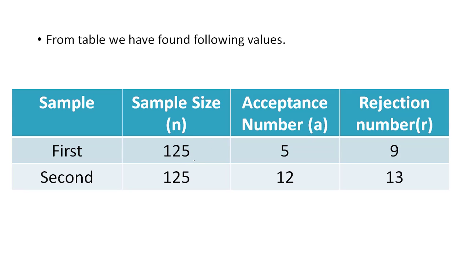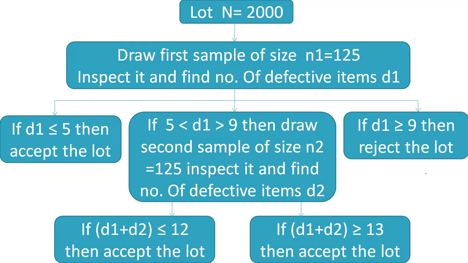Sample size for the first inspection is 125 and for the second inspection is also 125. Acceptance number for the first sample is 5 and for the second sample is 12. Rejection number for the first sample is 9 and for the second sample is 13. By these values, we can now draw the double sampling plan.